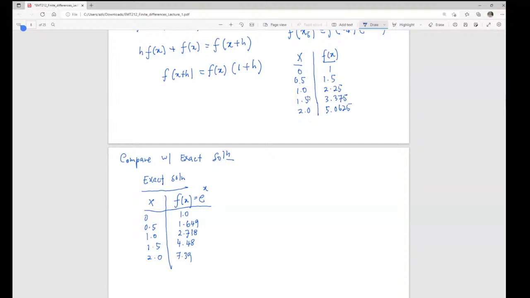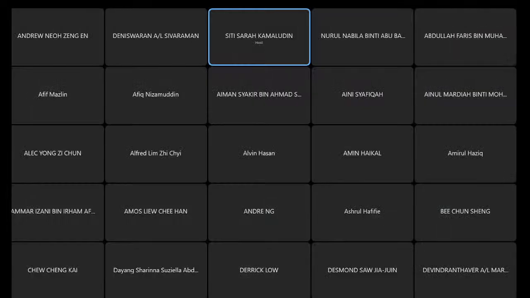Now, why? The first reason is that our grid is very coarse, right? We just divided it into 5 points. If we divide it into a finer grid, we will get quite good approximations. I'll show you. Sharing.